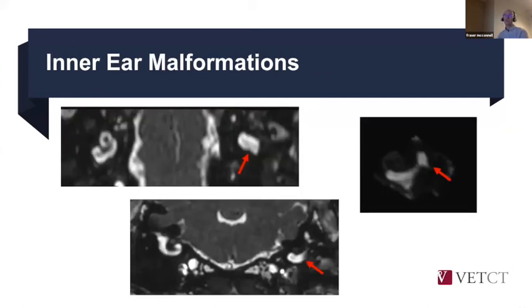So occasionally we'll see malformations of the inner ear. They're not very common, but this is an example I saw recently of a dog with a congenital vestibular syndrome due to a malformation of the inner ear. And we can see this essentially missing its normal semicircular canals. So we've seen that very nicely on this heavily T2 weighted volumetric sequence.